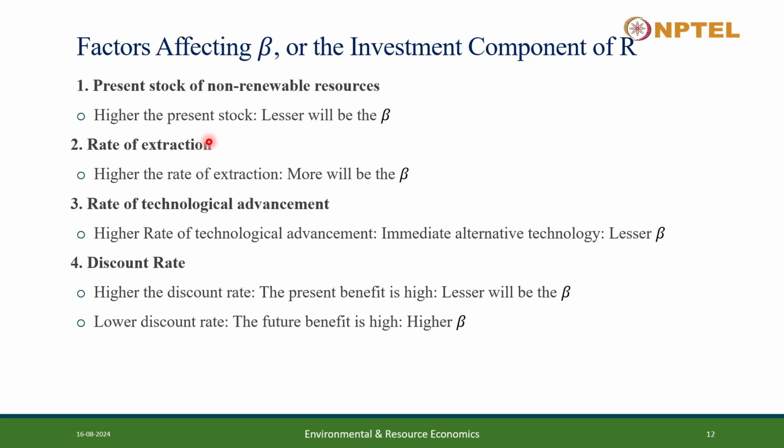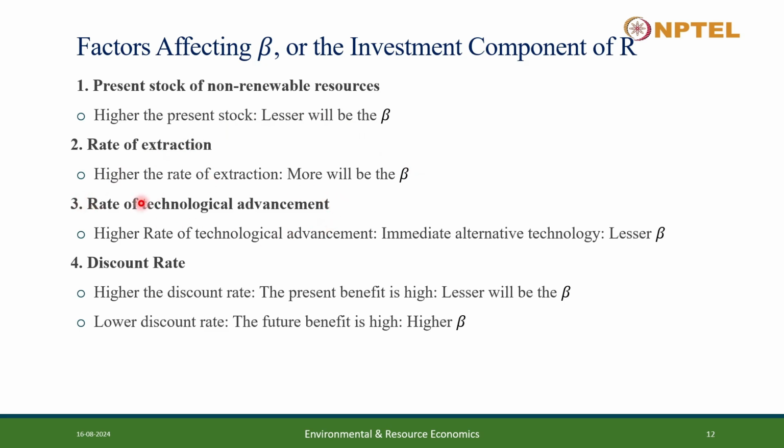The second one is the rate of extraction. If you are extracting certain resources at a very fast rate, then you should invest in alternative sources, so that when the resource is exhausted, we have alternate sources.